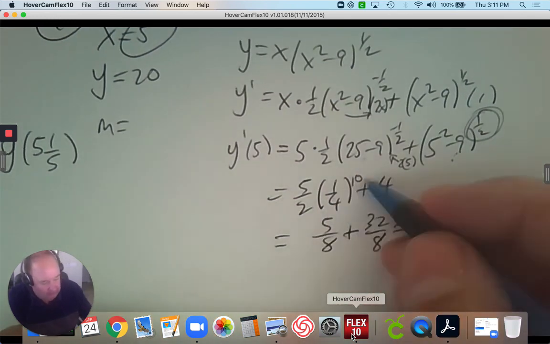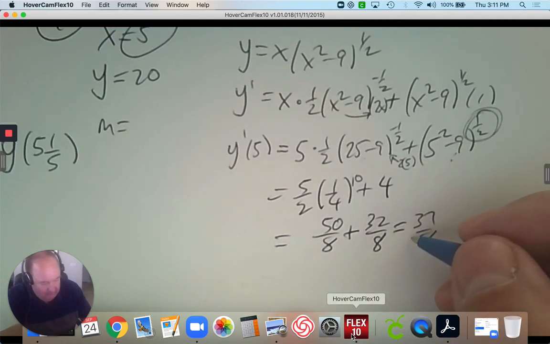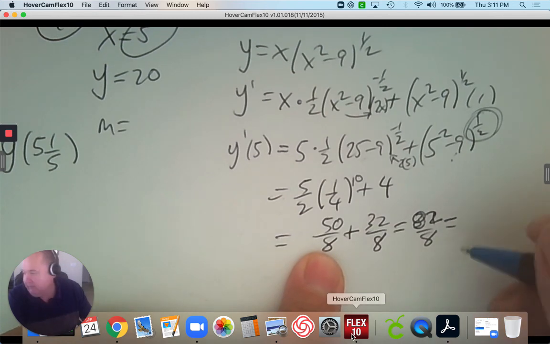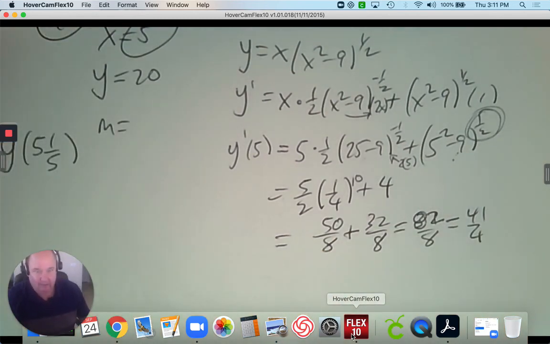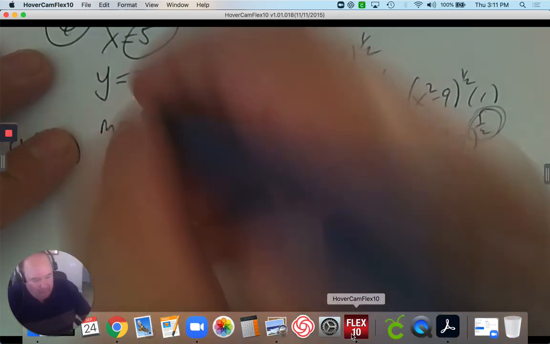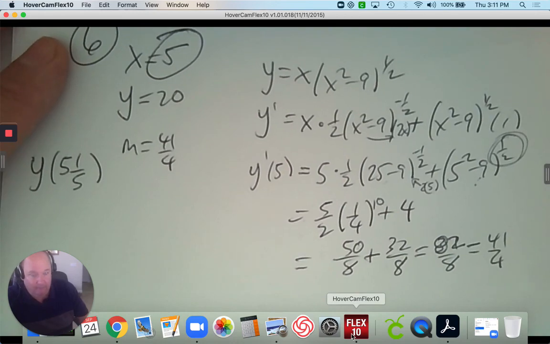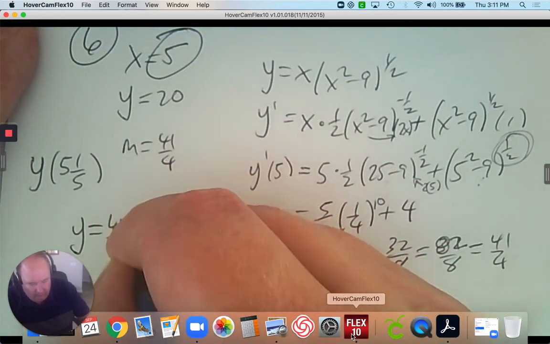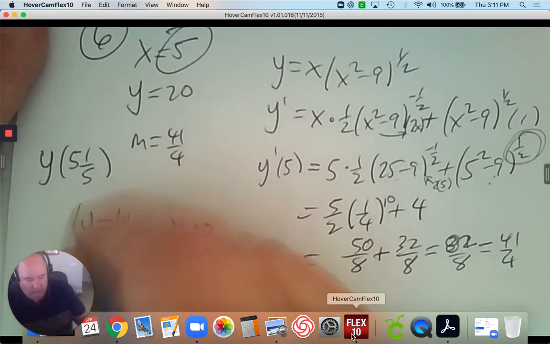So if I put this together now, I actually have 50 over 8. And so 50 over 8 plus 32 over 8 would be 82 over 8. And if I reduce that down, it would be 41 over 4. All right, now I'm on track. So the slope is 41 over 4. So the equation of the tangent line is 41 over 4, x minus 5, plus 20. That's the equation of the tangent line.